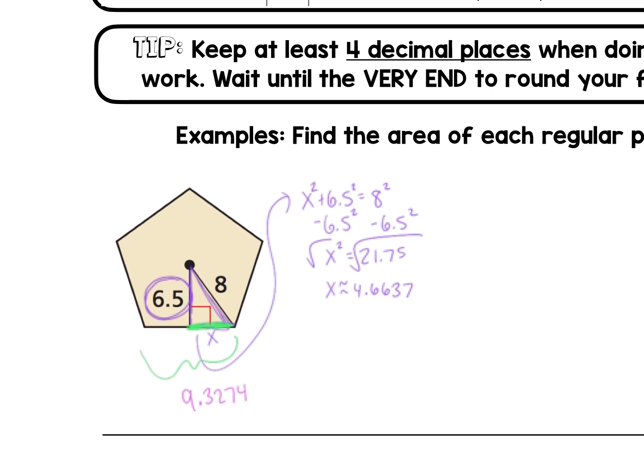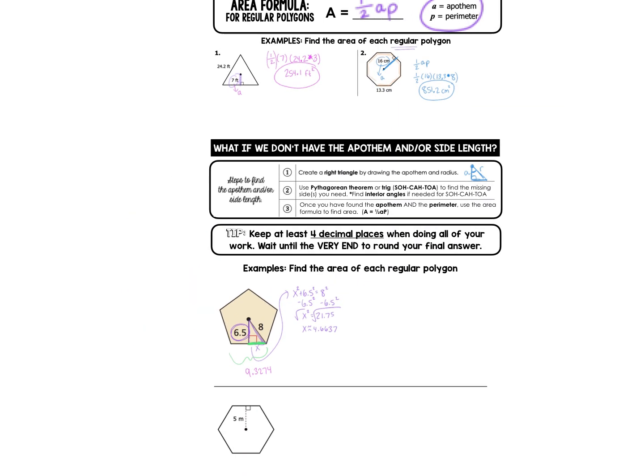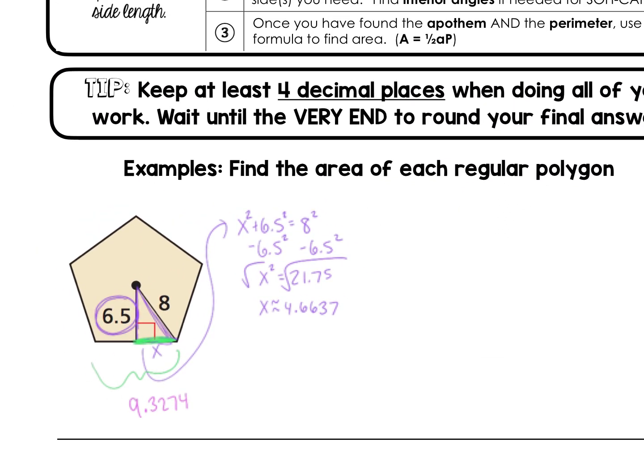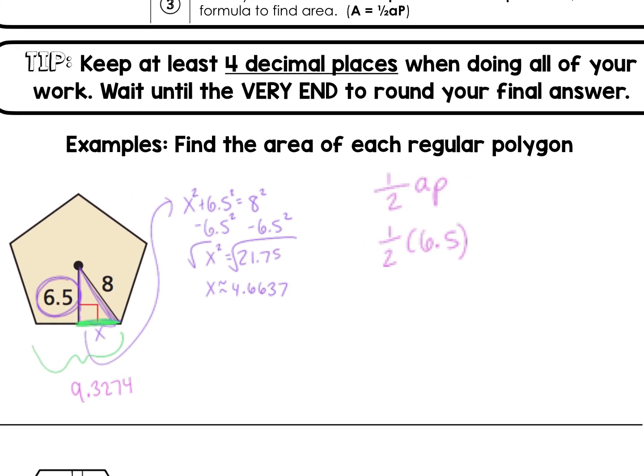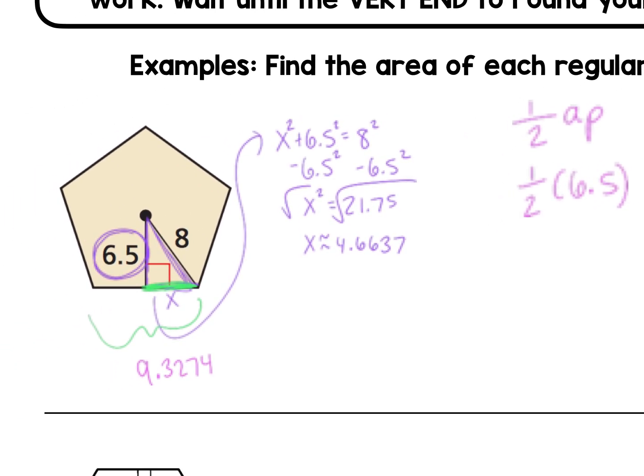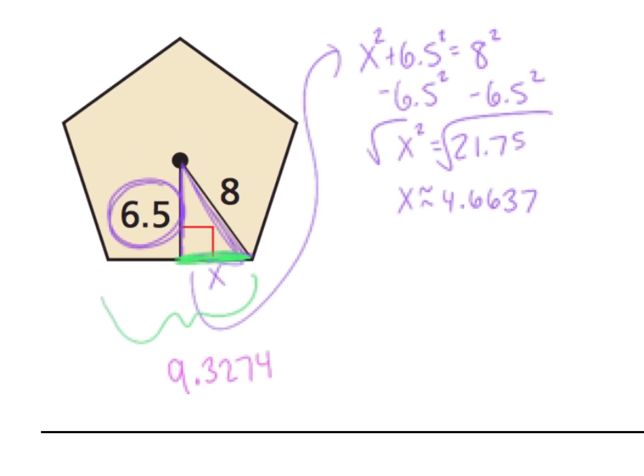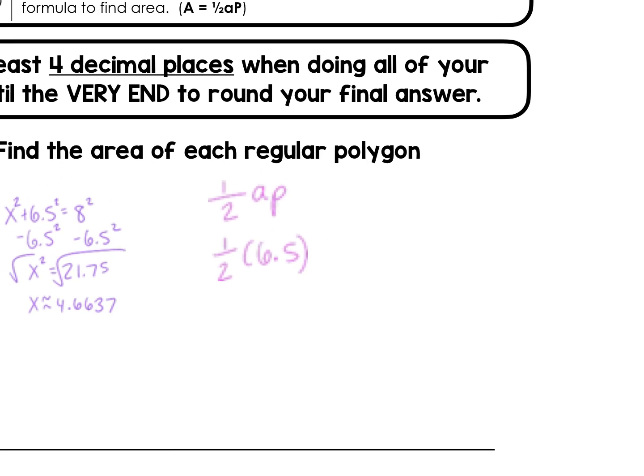We can find the perimeter because we know the side length and we can just count the number of sides. So we're going to do 1/2 times the apothem times the perimeter again. The apothem is 6.5. The perimeter is that 9.3274 that I got down here for the side length, times 5, because this has 5 sides. And they're all the same if it's a regular polygon. Keep in mind that's a times, so I'll make it look more like the times on the calculator. I'm just typing that exact thing in the calculator.